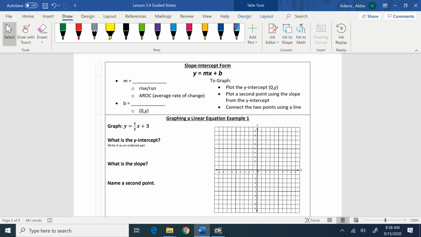We're still on lesson 2.4. We're getting into solving systems of equations by graphing. But before we can do that, we actually need to see how to graph a linear equation in slope-intercept form. So what is slope-intercept form?